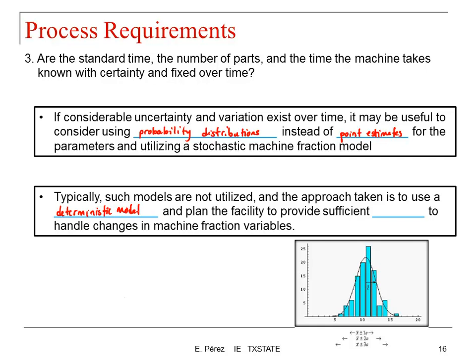And plan the facility to provide sufficient flexibility to handle changes in machine fraction variables. So what we are saying is maybe what you need is a facility that will allow you to produce 1,000 units per day. But since you are not taking into account the uncertainty in our products, we're going to design our facility to produce 1,500. So we're going to overestimate so we can have some flexibility in adding or changing our production schedule. Okay, so this is what happens most often.